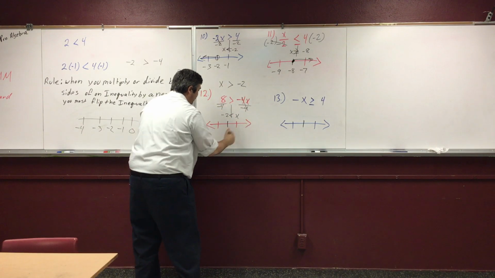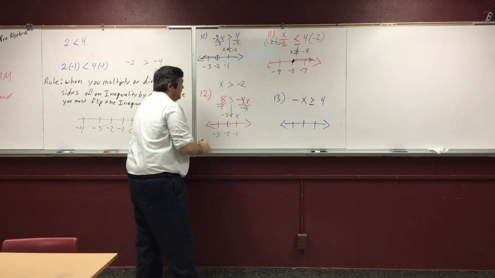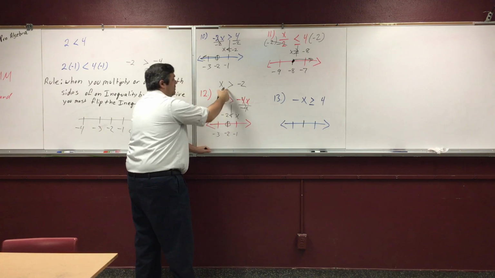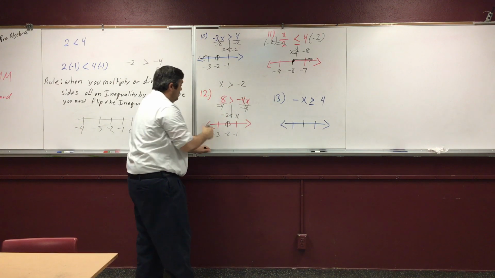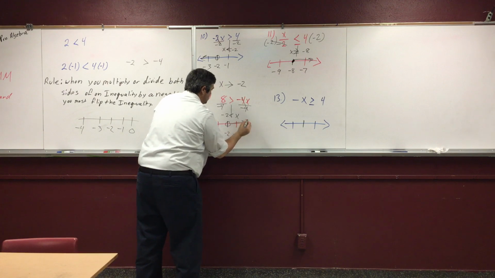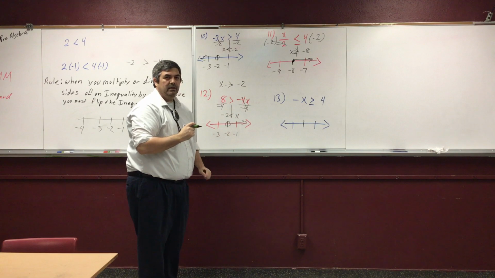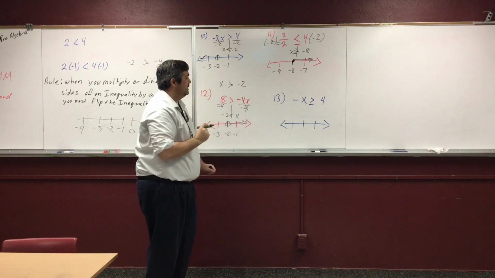All right, graph it. Negative 2, negative 1, negative 3. Open circle because there's no line underneath it. And then to the right. X is greater than negative 2. So everything that's greater than that is a solution to that.